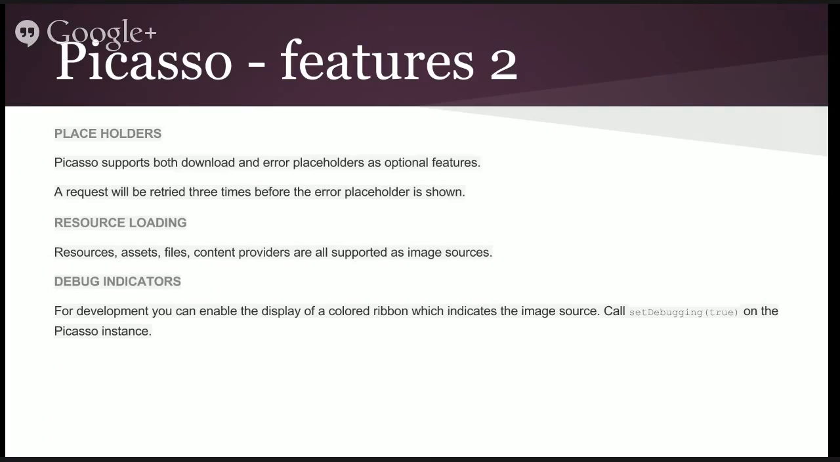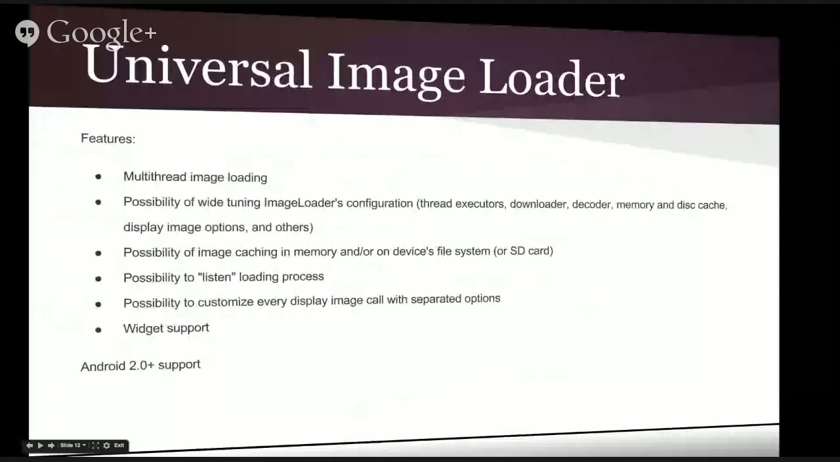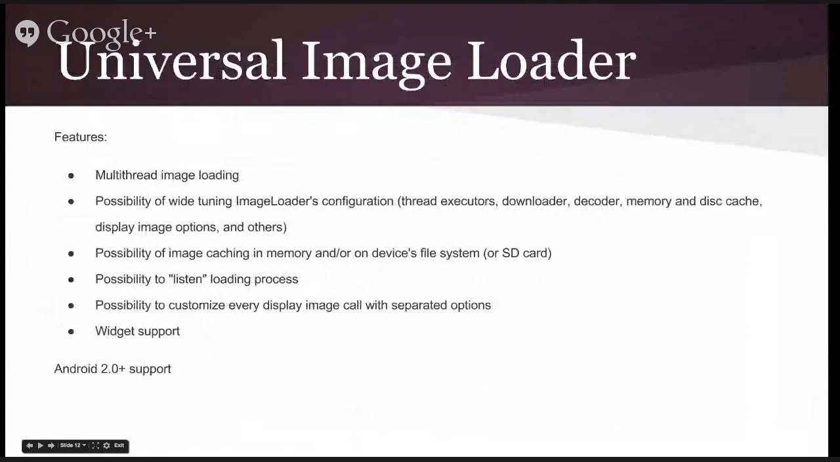Being able to load from resources is nice as well. This allows you to just have a nice clean API in your app where you do the requests for all of your different assets, whether they're coming from network or from resource, all through the same interface, which is a very good thing. Debugging indicators, that's just for logging. Not that exciting of a feature.